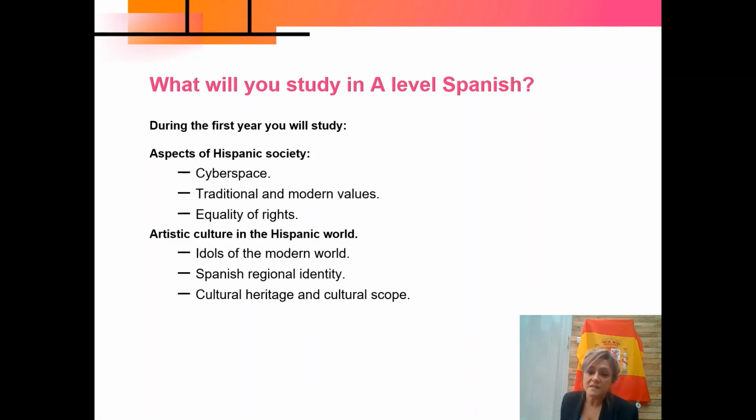We'll move on to artistic culture in the Hispanic world, where we will study idols of the modern world and the effects that they have on young people in Spain and Latin America. Spanish regional identity, we will look at the different languages we speak in Spain. We will look at festivals, and we'll also look at gastronomy and cultural heritage and cultural scope, where we will look at the kinds of music, monuments and historical places that are important for Spain and Latin America.